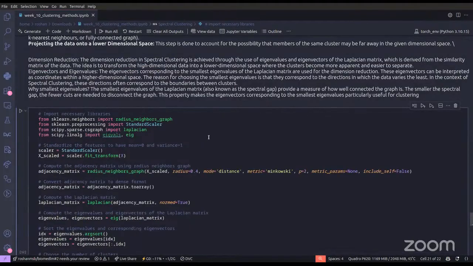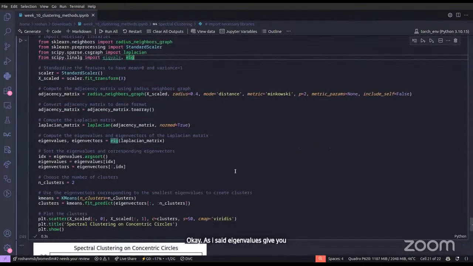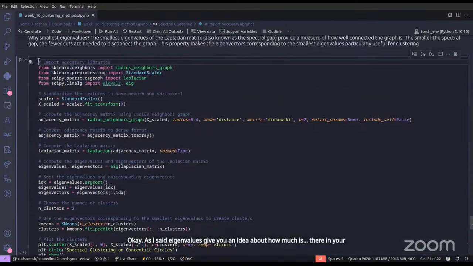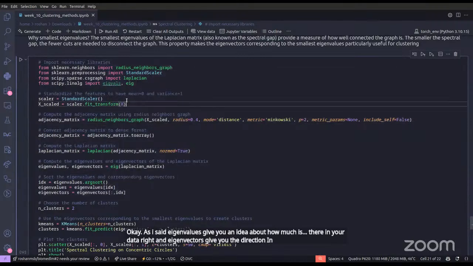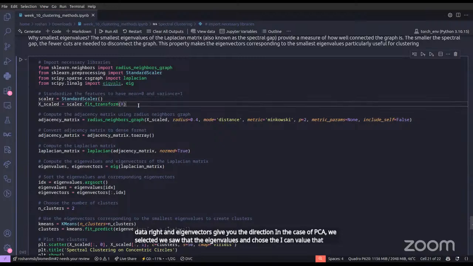Okay. As I said, eigenvalues give you an idea about how much variation is there in your data, right? And eigenvectors give you the direction. In the case of PCA, we sorted the eigenvalues and chose the eigenvalue that had the highest magnitude, right? Why did we choose that?